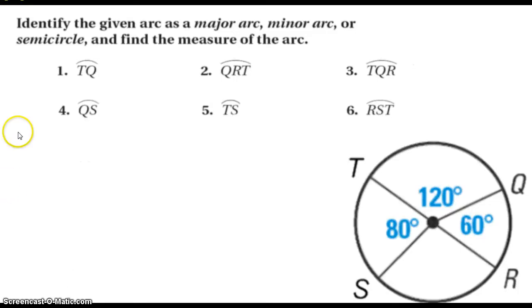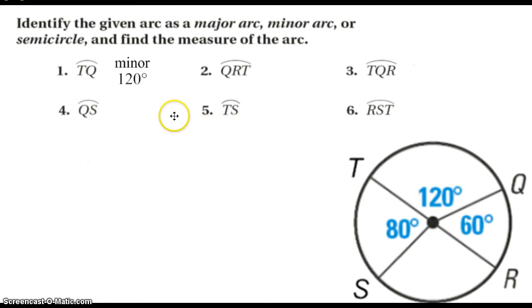Okay, hopefully you paused it and came back to this. TQ, first of all, the biggest hint for you would be: how many letters is this? TQ is 2 letters, which automatically means it's a minor arc. There's no if, and, or but. So if it's a minor arc, it's got to be less than 180. From T to Q goes to 120 degrees.